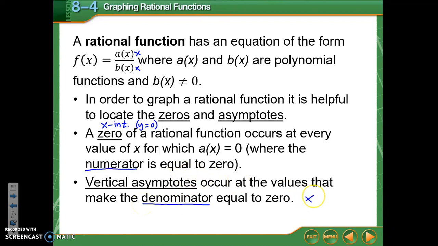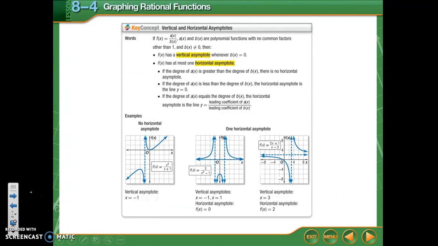Remember, the equation of a vertical asymptote will be x equals a number. So wherever the denominator is equal to 0, I have a vertical asymptote. And then we have some rules here for horizontal asymptotes. So again, here is my rational function. Notice they say no common factors other than 1, so that means we should factor and reduce, or make sure that we simplify our rational functions. Vertical asymptotes happen where the denominator is equal to 0.